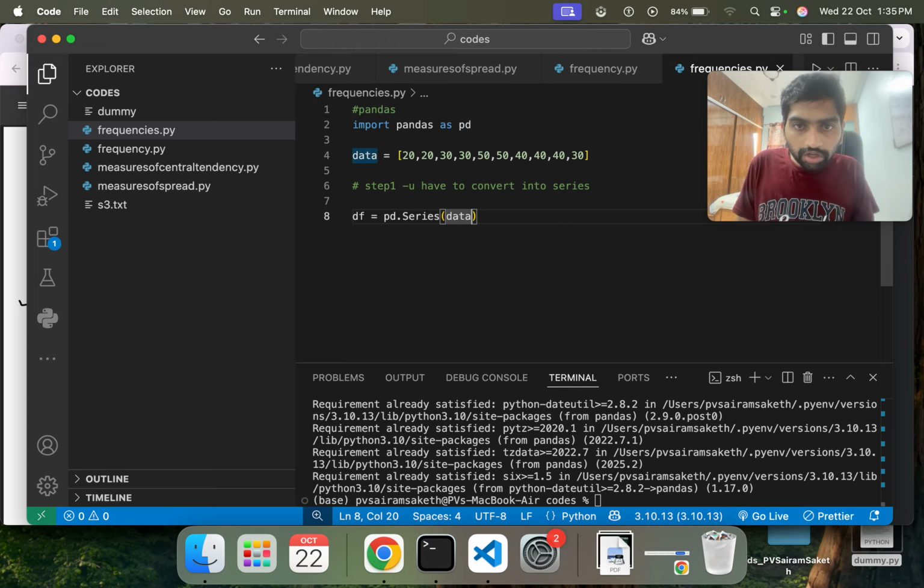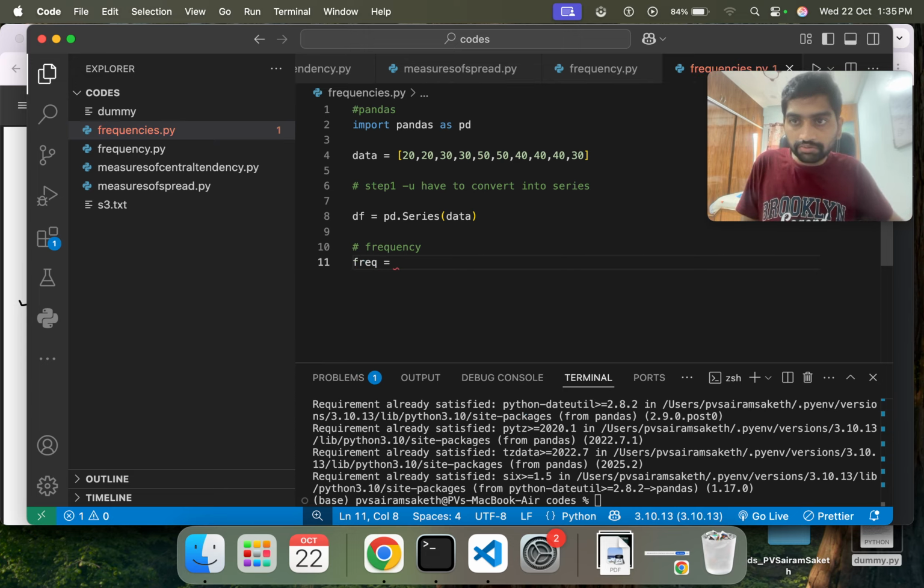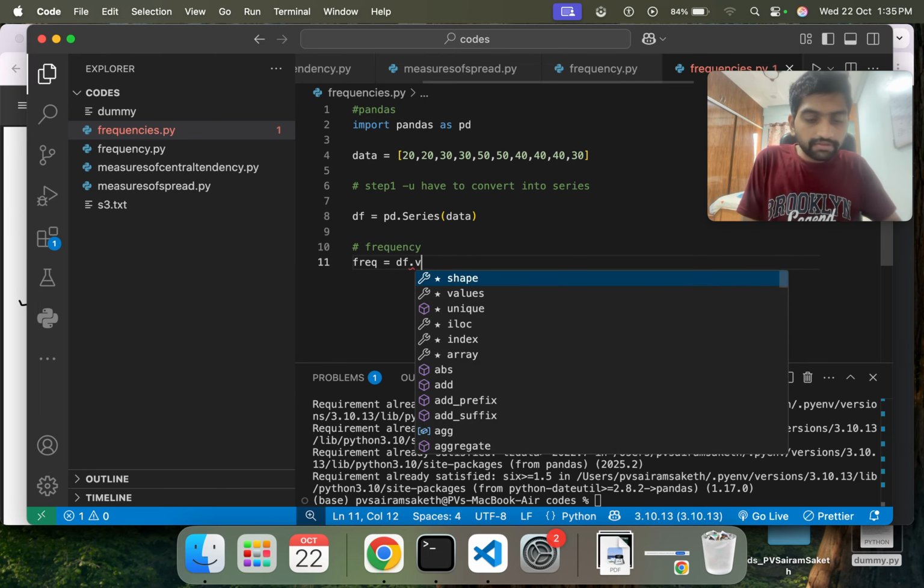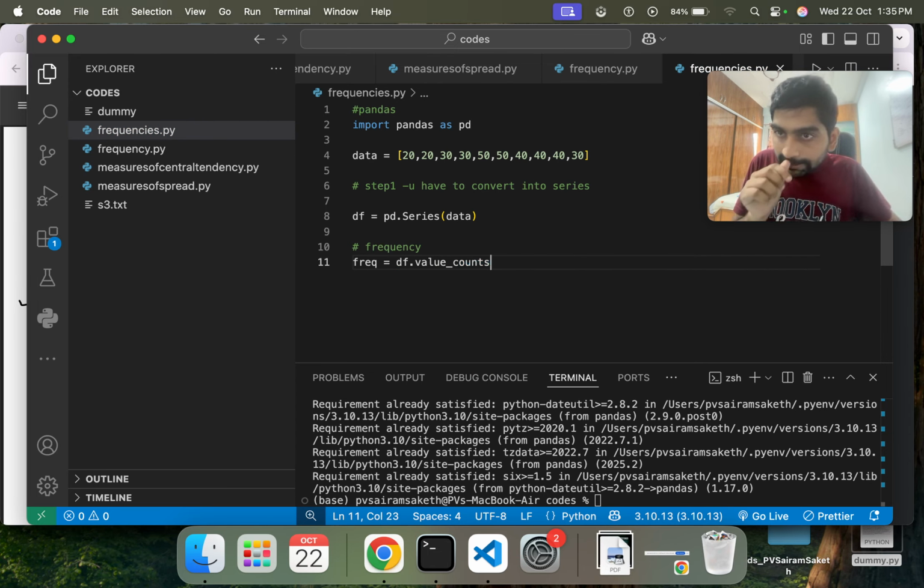For making a good presentable format we have to convert it into series. Now you have to use the frequency concept. For frequency you have to use the concept of value_counts. So you will write df.value_counts. What does this do? It will count how many times 20 is there, how many times 30 is there, how many times 50 is there, how many times 40 is there. We want that it should become our index.